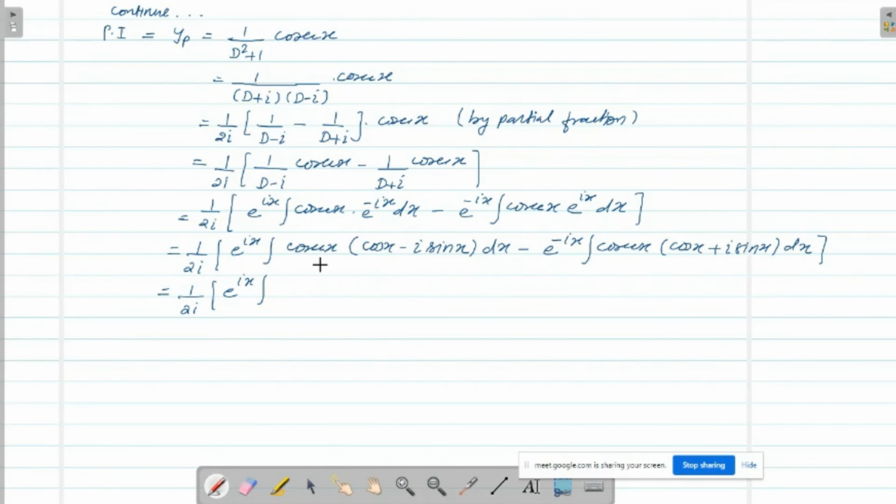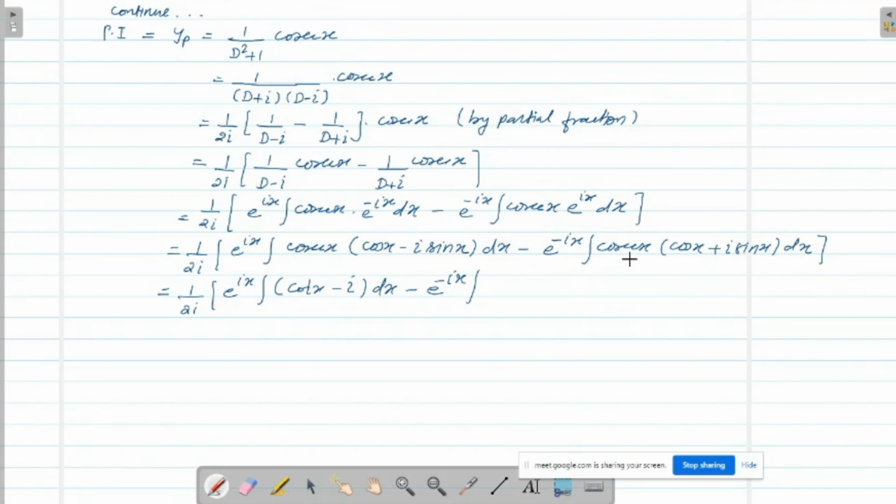Cosec x can be written as 1 upon sin x. So 1 upon sin x multiplied here, this becomes cos x by sin x, that is cot x. We write here cot x minus 1 upon sin x into sin x, sin cancels, this becomes only i. And dx, minus e raised to minus ix integration, cosec x.